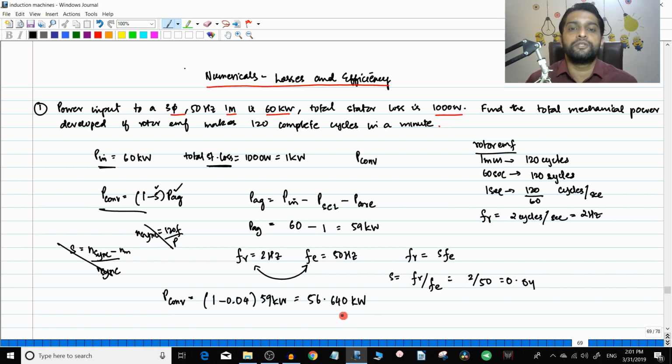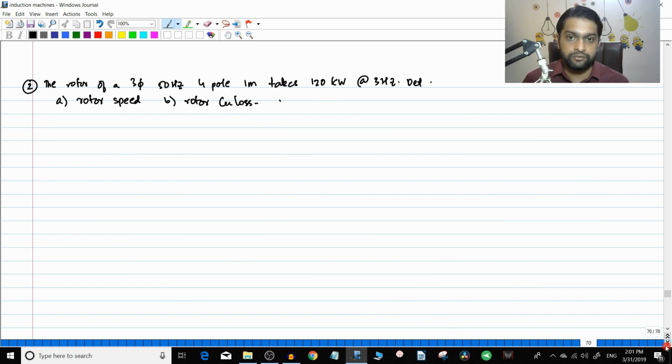If somebody gives you the friction and windage losses, you can then find the output power by subtracting P friction and windage loss from this P converted. If somebody gives you this value, you subtract that from this value, you will get the shaft power or the output power of the induction motor. So with this simple problem out of the way, let us go for the next problem now.